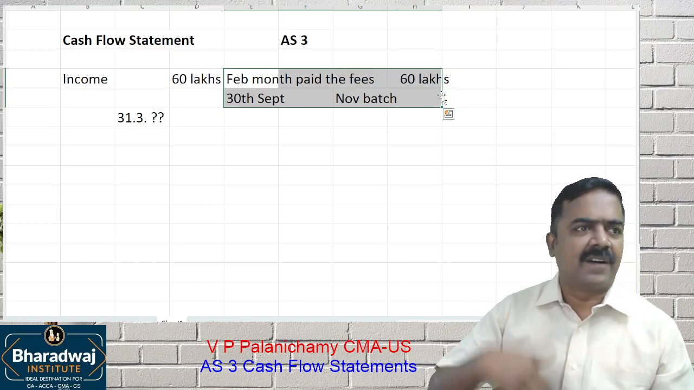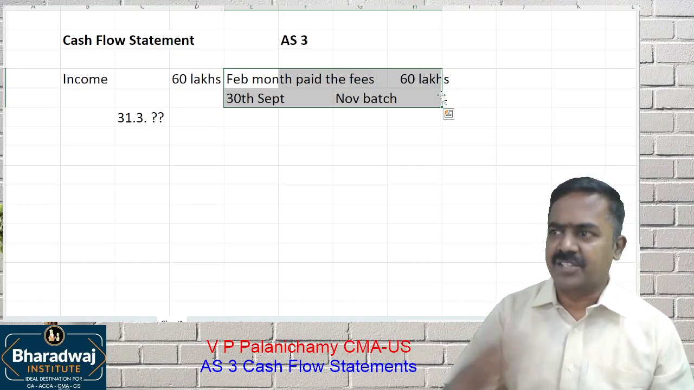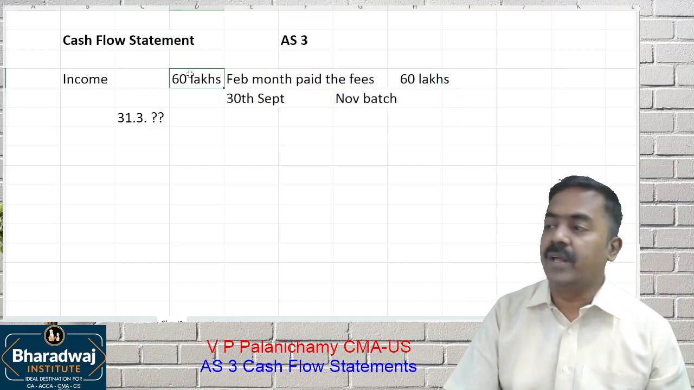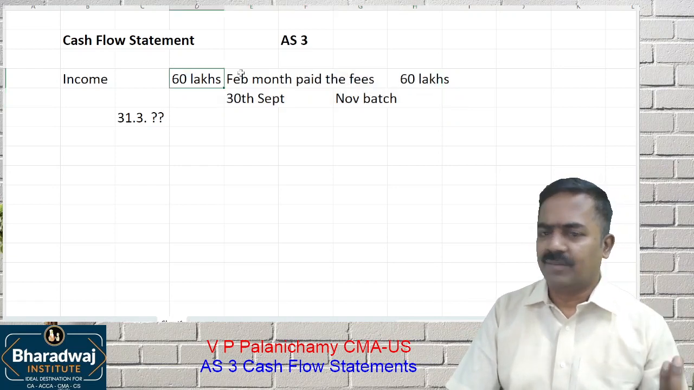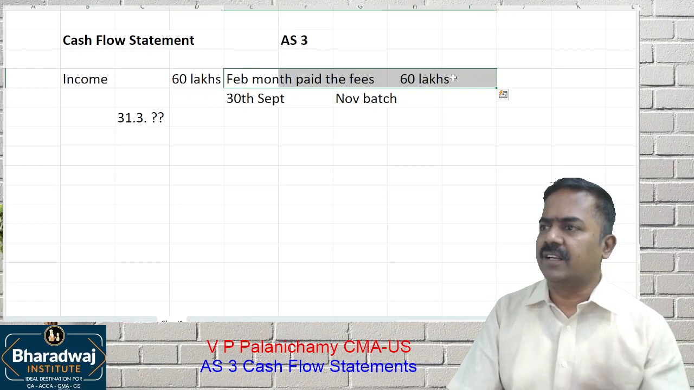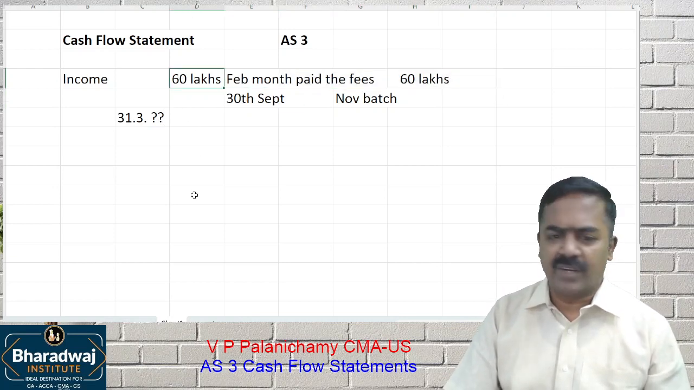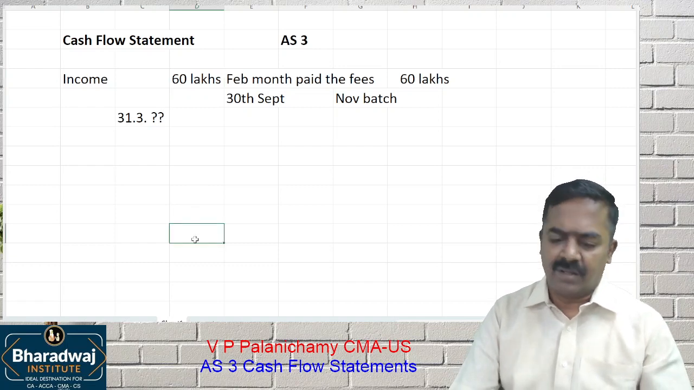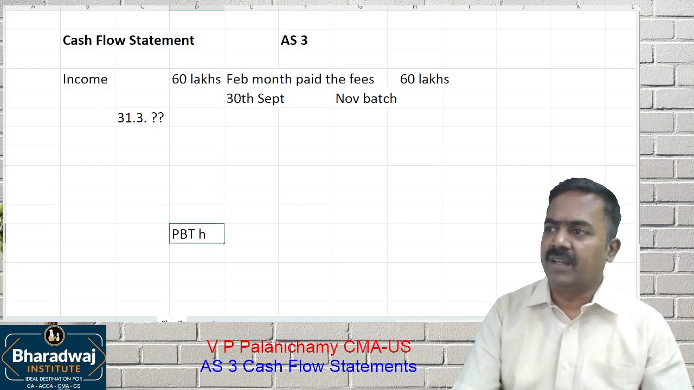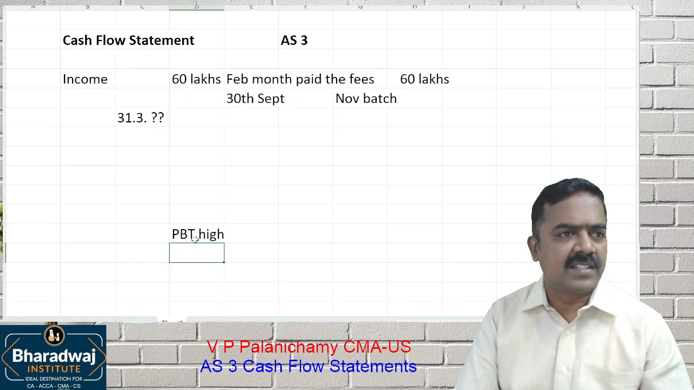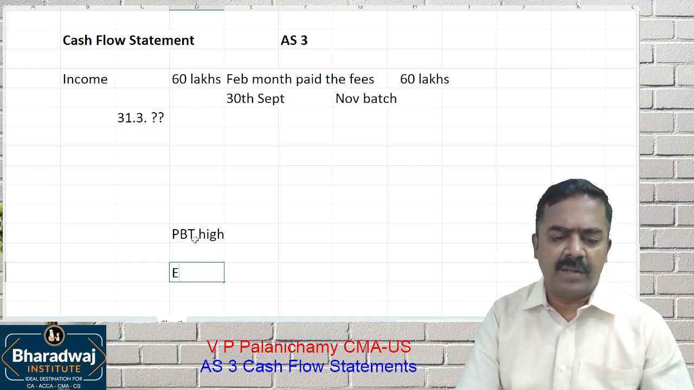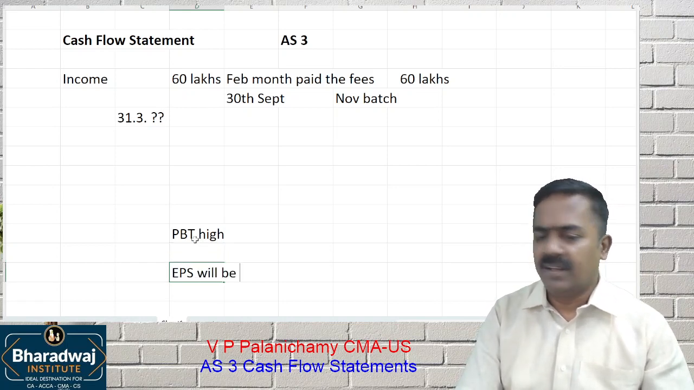In this year itself, or next year also it will proceed? Next year also it will proceed. But I'm including the income and overstating the income. What is the proof I will give? Yeah, I collected the income, paid GST for that, etc. Okay, so I will include this as income. When I include extra income, what will happen? Your profit before tax will be high. When profit before tax is high, what will happen? EPS will be high.